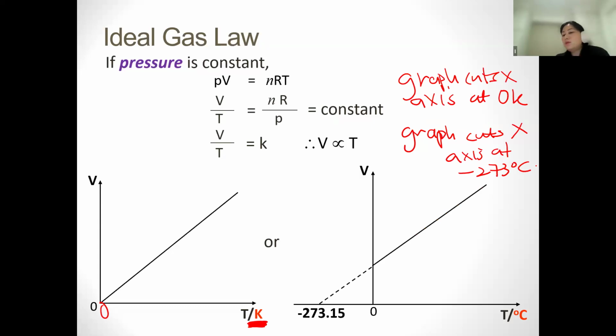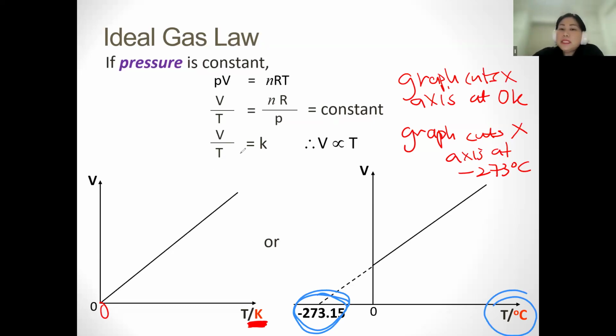So what if I do not plot Kelvin as the scale on the x-axis? I plot it in degrees Celsius. You can do so, but just make sure that your graph cuts the x-axis at negative 273 degrees Celsius, because it's supposed to cut at 0 Kelvin. Understand? This one is in degrees Celsius and the other is in Kelvin.